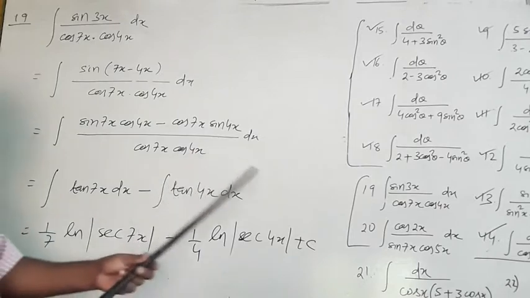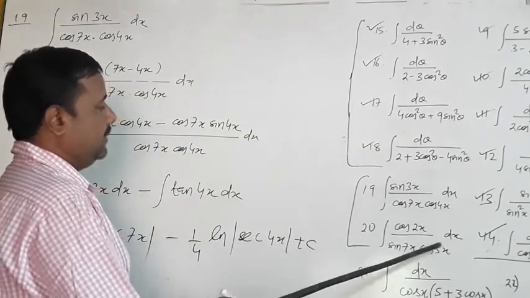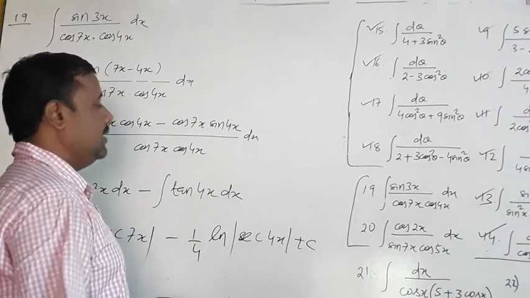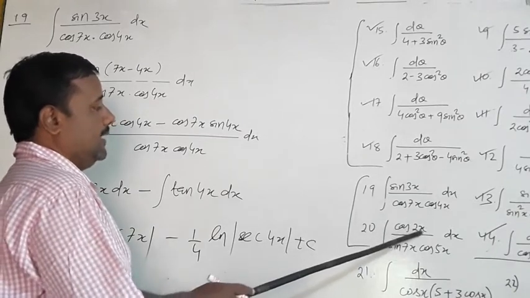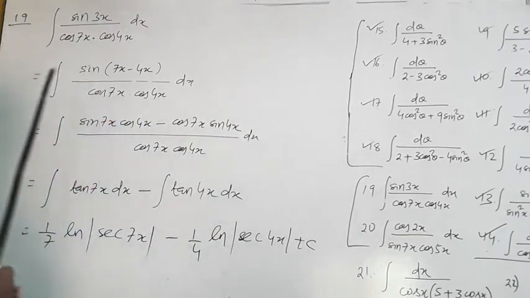Now you can do this. It is 4, 7, 4, 3. It is 7, 5, 2. You can do it by yourself. Applying the formula, writing 7x in place of 2x, you can write 7x minus 5x.